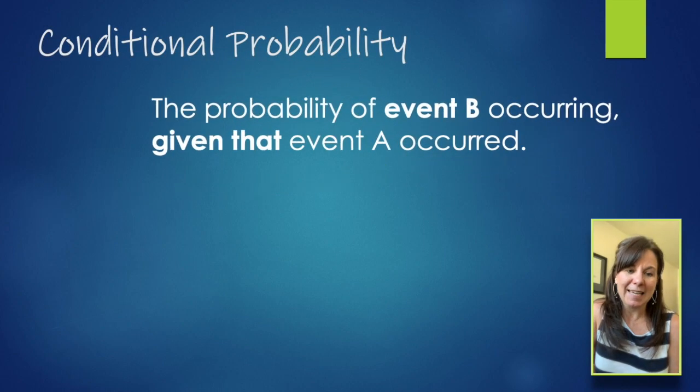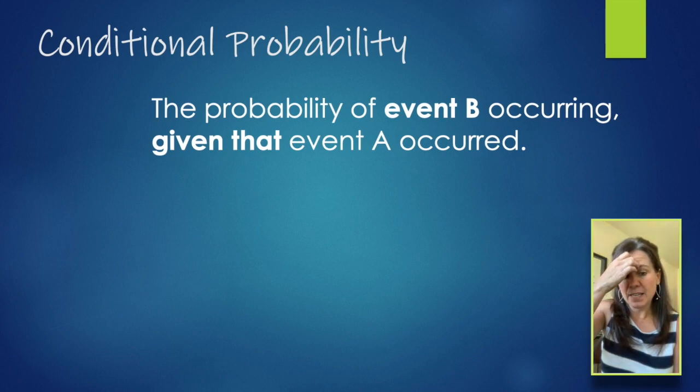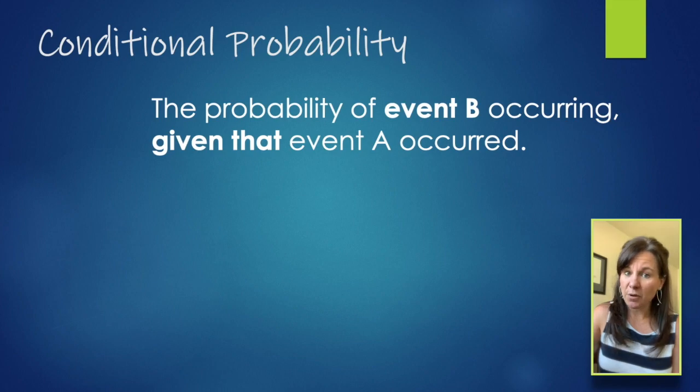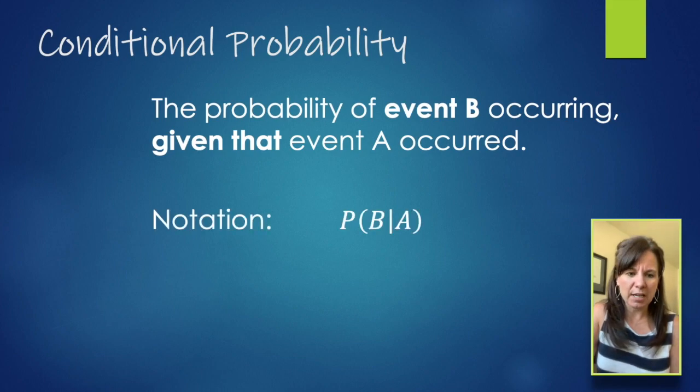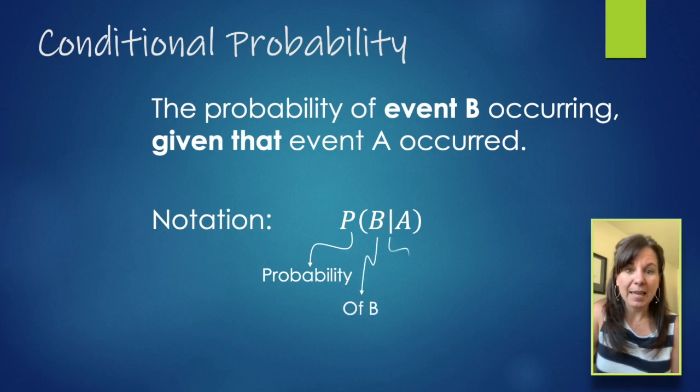Conditional probability is the probability of event B occurring given that event A has already occurred. Here's the notation: the probability of event B given that event A has already occurred. It's always easiest just to learn with an example.